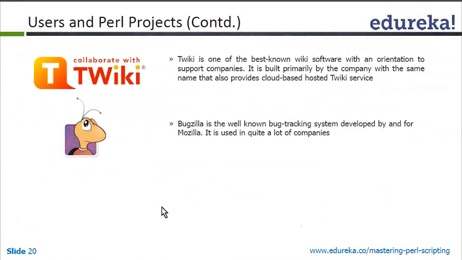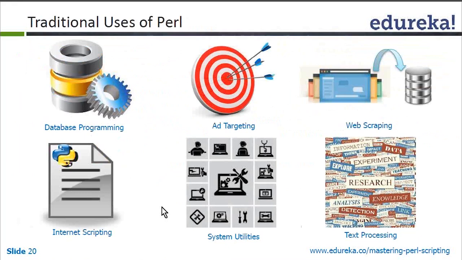It is a bug tracking tool which many organizations in development use, who don't want to invest in a bug tracking system which is paid. So they go for Bugzilla, which is free, wherein you don't need to pay for it. It was developed by Mozilla and it is used in quite a lot of companies. So traditional uses of Perl: database programming, ad targeting, web scripting, internet scripting, system utilities, text processing.